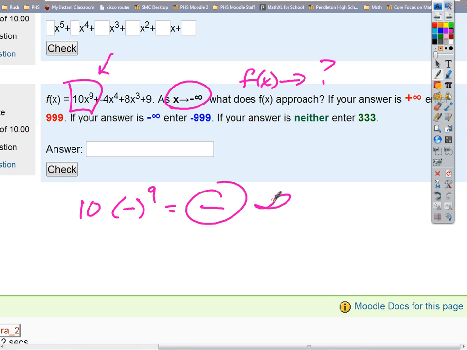So what does it tell me to do then? If it's negative infinity, I enter negative 999, okay? Make sense? That's easy. Okay, very simple.